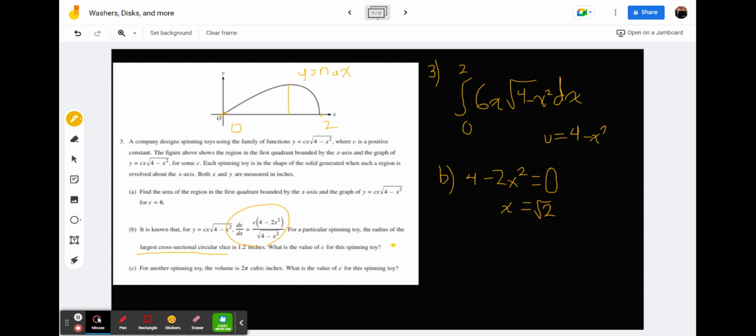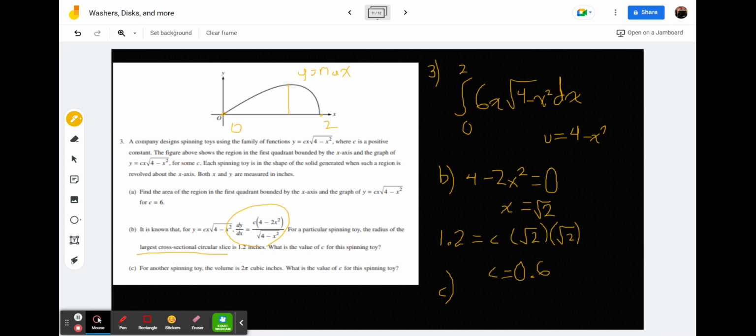So now we want to find c. We're given that the radius is 1.2 at this maximum point. So that means 1.2 is equal to c times square root 2 times root 4 minus x squared, which is another square root 2. Giving us a value of c equal to 0.6, because root 2 times root 2 is 2, just left with 1.2. For another spinning toy, the volume is 2 pi cubic inches. What is the value of c for this spinning toy?